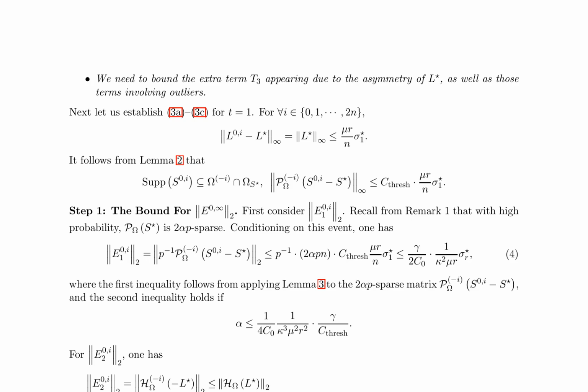‖P_I Ω_S0 ...‖_2 is less than or equal to p^{-1} 2αpn c_thresh μR σ1, which is less than or equal to γ/(2 C01 κ^2 μR σR), where the first inequality follows from applying lemma 3 to the 2αp sparse matrix P_I Ω_S0, and the second inequality holds if α is less than or equal to 1/(4 C01 κ^3 μR^2 γ c_thresh).